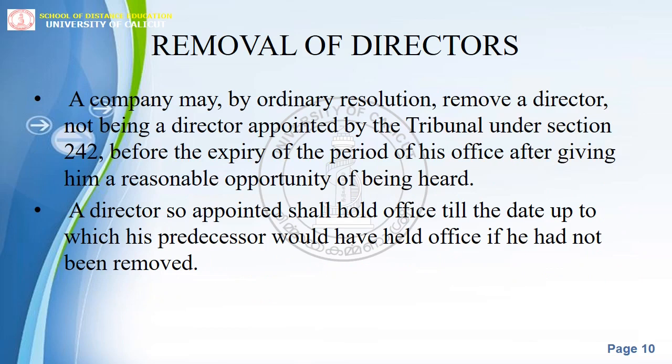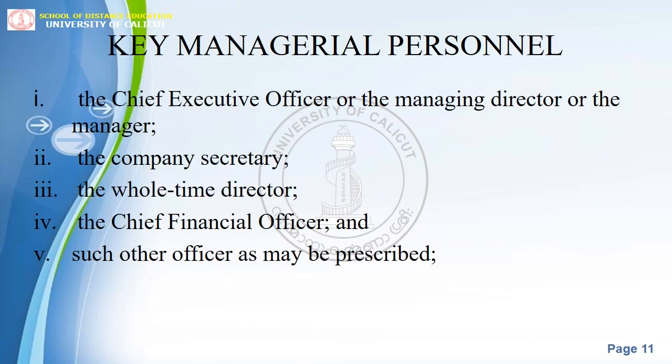A director can be removed from his position before the expiry of the period of his office by an ordinary resolution, after giving him a reasonable opportunity of being heard. The key managerial personnel of a company include the chief executive officer, or the managing director, or the manager, the company secretary, the whole-time director, the chief financial officer, and any other officers as may be prescribed.